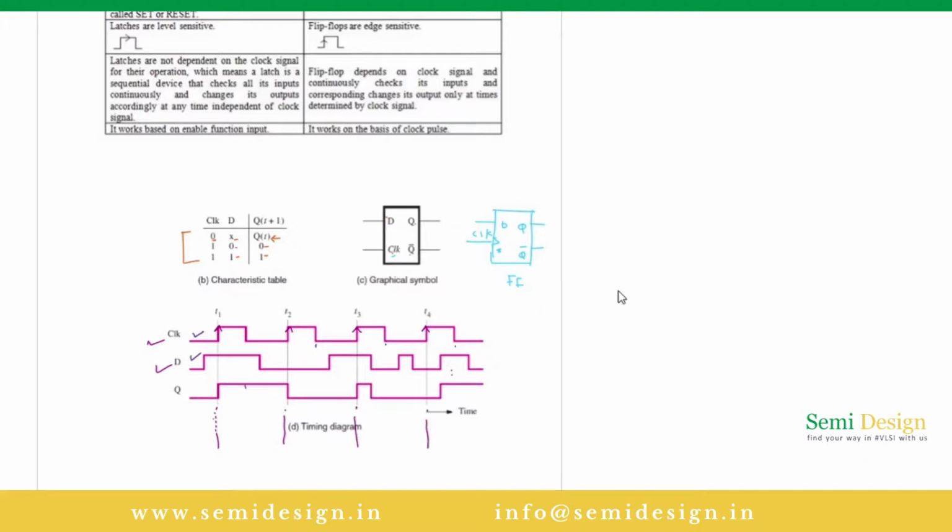At this first positive edge 1 is here, so at the output we will get this 1 till the next positive edge of the clock. At this positive edge of the clock 0 is here, so we will get a 0 till the next positive edge of the clock. At this positive edge 1 is here, so this will be the output till the next positive edge. At this positive edge 0 is here, so this 0 will be there till the next positive edge.